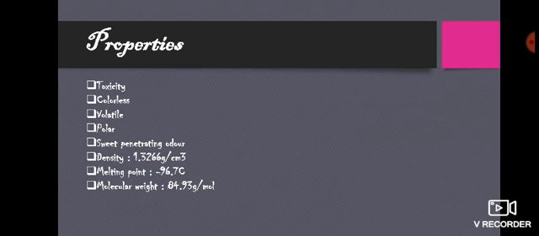Okay, and if you look at the smell, it has a very sweet, penetrating odor. Now, what does the word odor mean? It means smell. Its smell is like chloroform. Next we have density, which is 1.3266 grams per cubic centimeter. Its melting point is negative 96.7 degrees Celsius. Its molecular weight is 84.93 grams per mole.